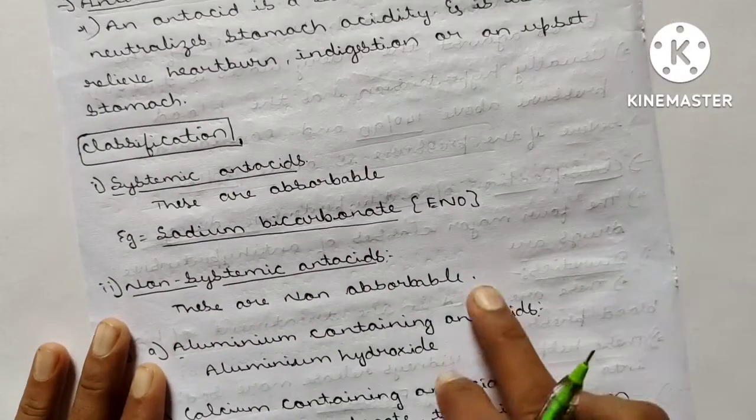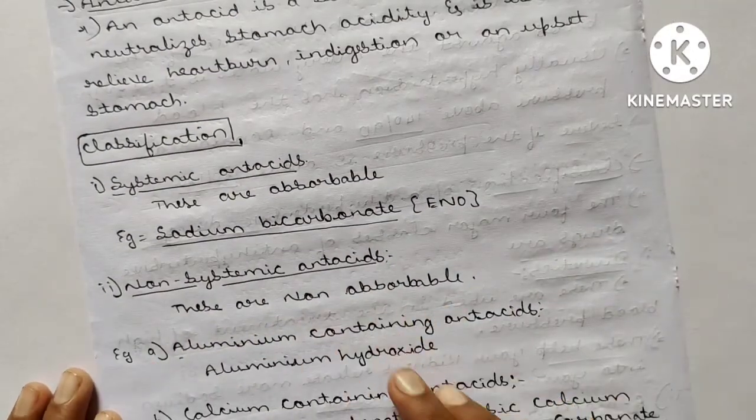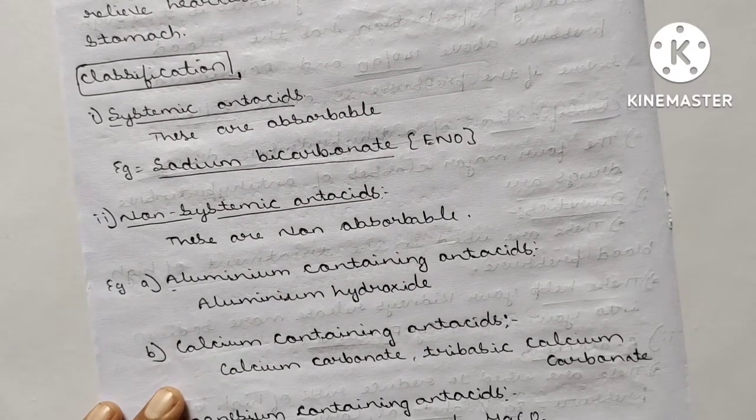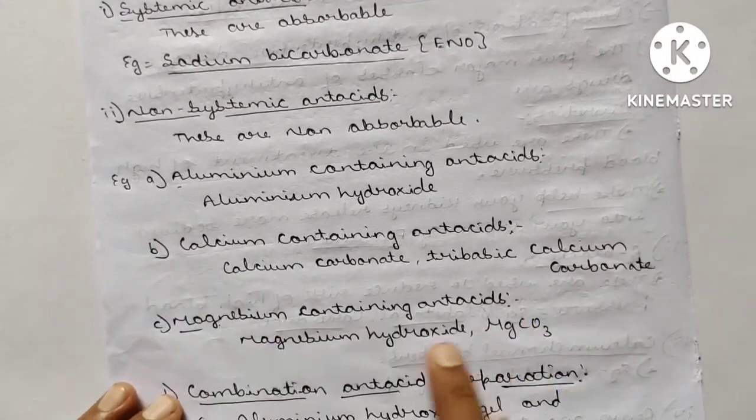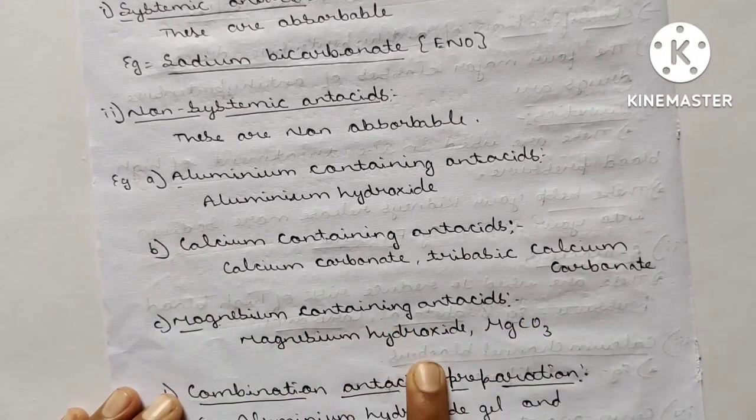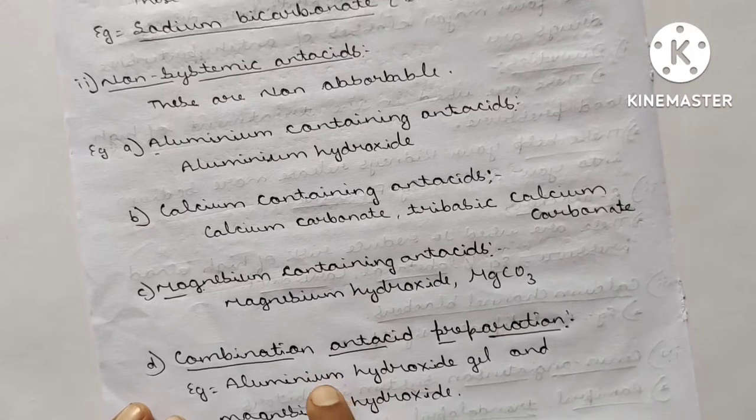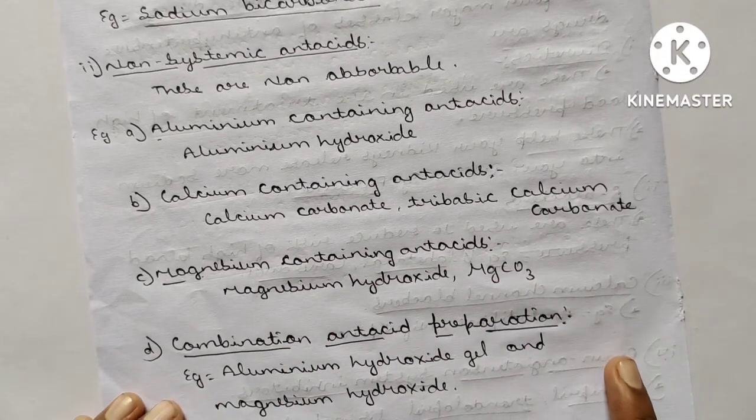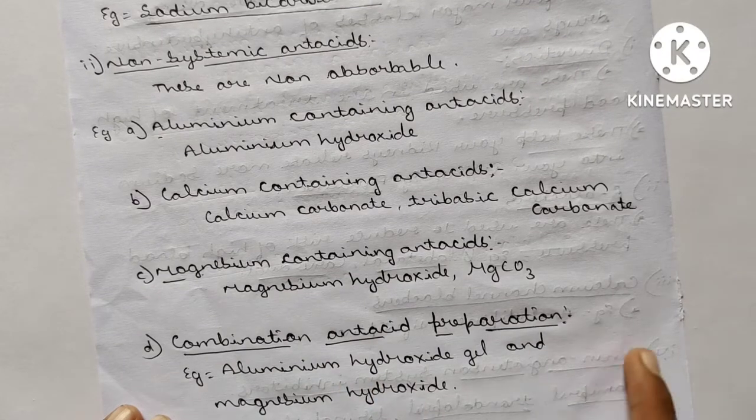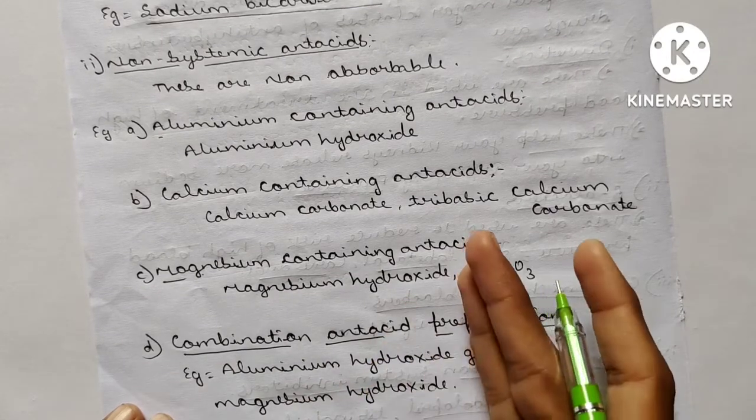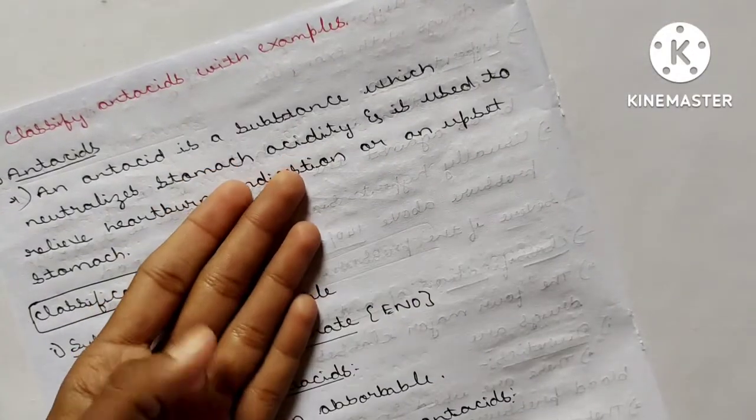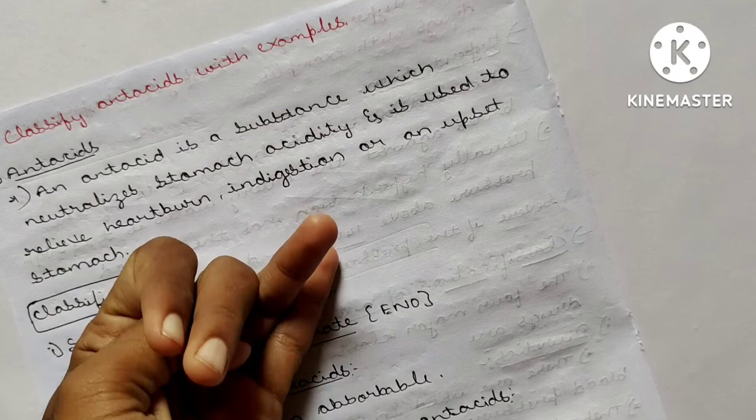Non-systemic antacids are non-absorbable. Aluminum containing antacid: aluminum hydroxide. Calcium containing antacids: calcium carbonate, tribasic calcium carbonate. Magnesium containing antacids: magnesium hydroxide, magnesium carbonate. Combination antacid preparations are nowadays prepared in industries, like aluminum hydroxide gel and magnesium hydroxide, simethicone, dimethicone. These are the antacids you observe in the market. Gelusil, Digene, Pandy, these suspensions are known as antacids.